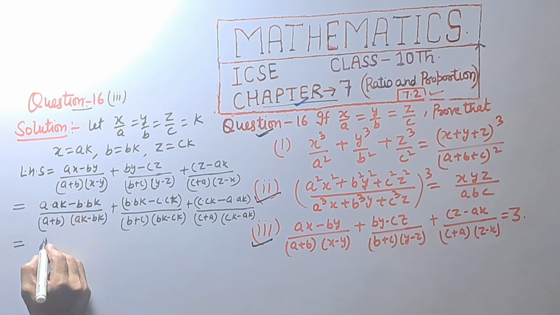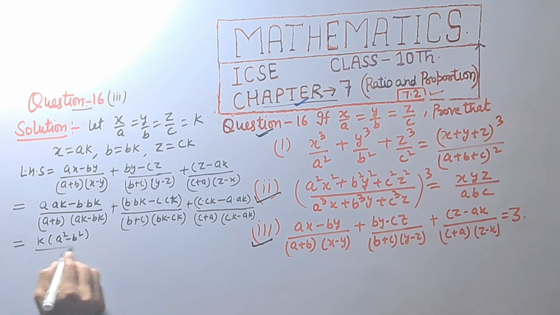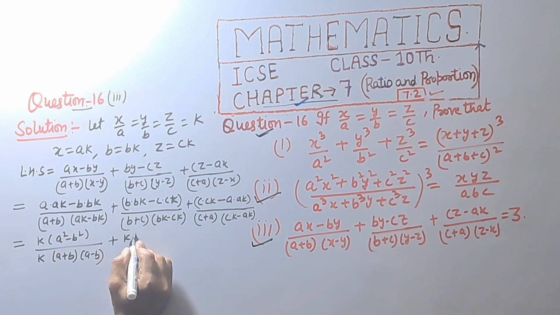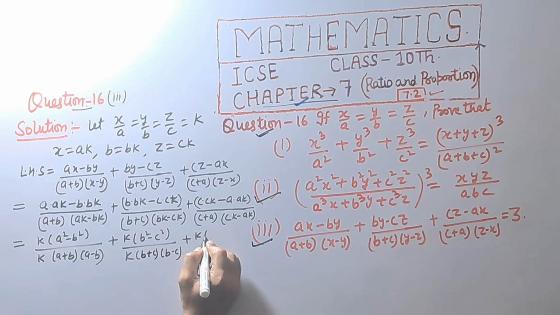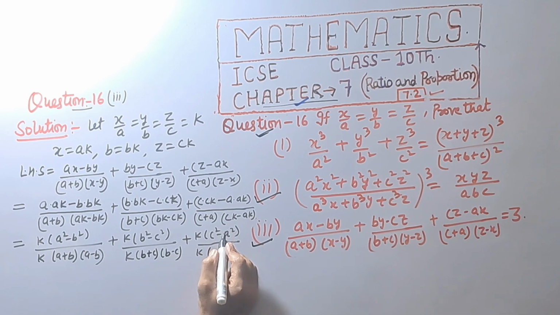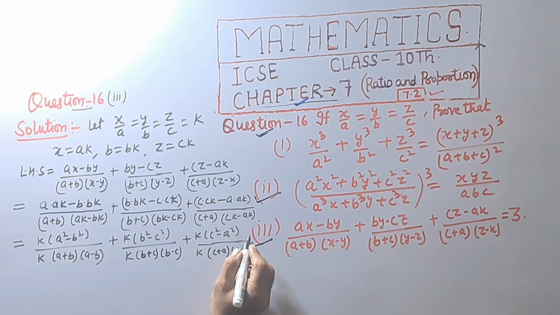that is equal to k is common, a square minus b square divided by k is common, a plus b into a minus b. k is common, a plus b into a minus b, and k is common, b square minus c square divided by k is common, b plus c into b minus c, plus k is common, c square minus a square in bracket, and k is common, c plus a into c minus a in bracket.